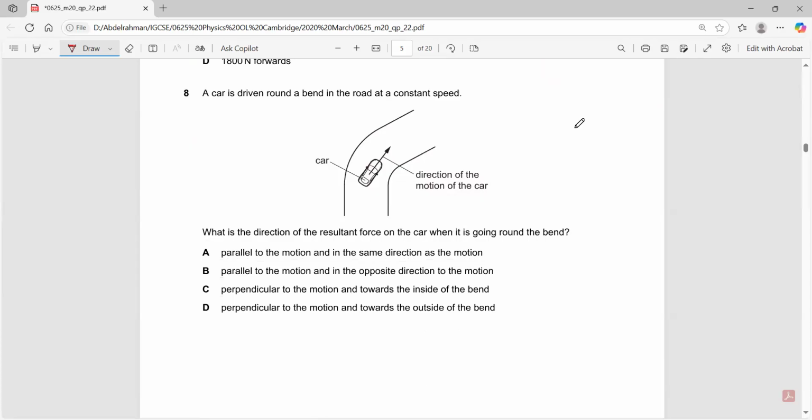You have a car in a bend. What is the direction of the resultant force? The direction of the resultant force should be towards the center of the rotation, perpendicular to this motion. Inside of the bend, yes, perpendicular and inside of the bend.